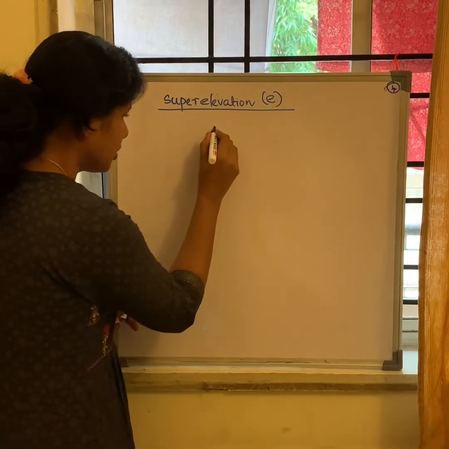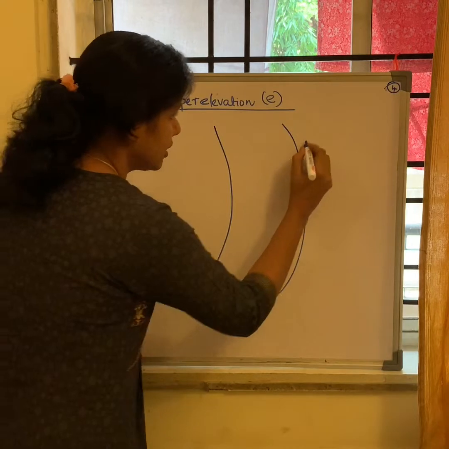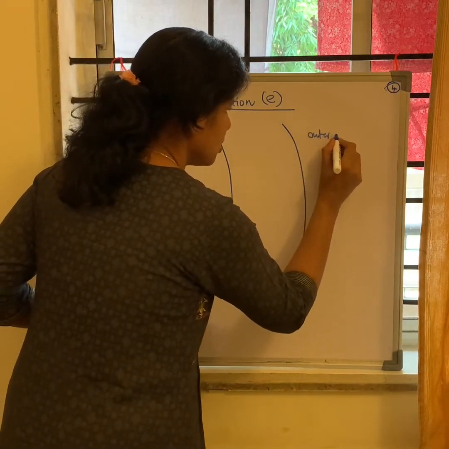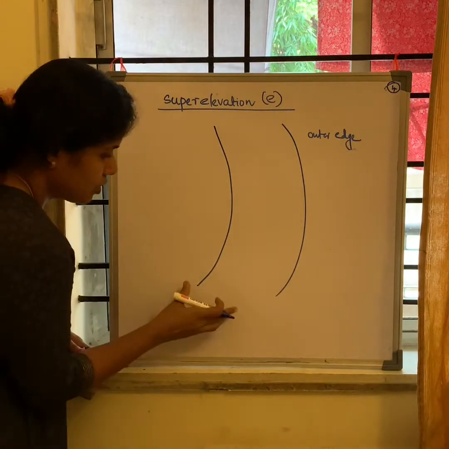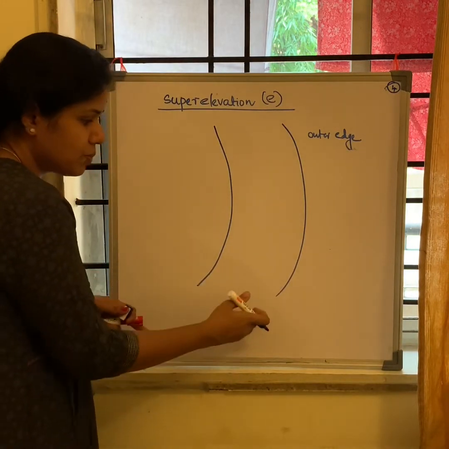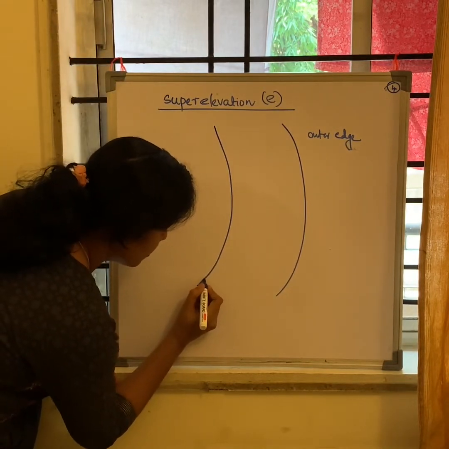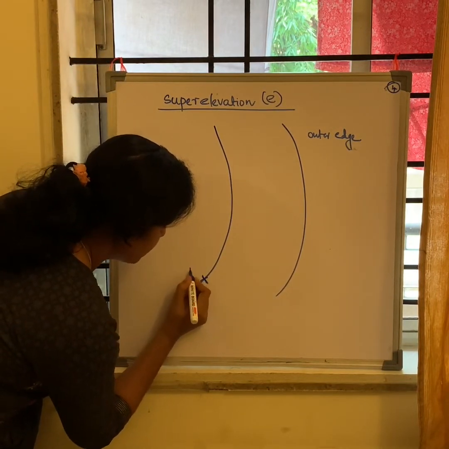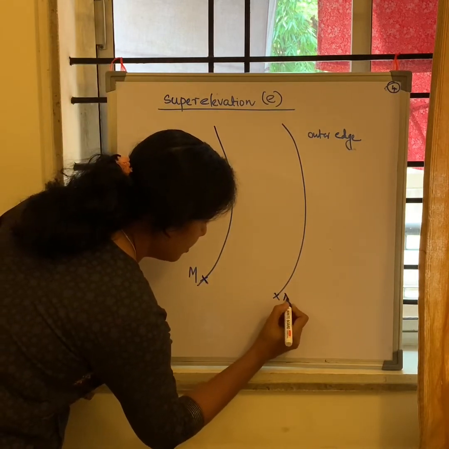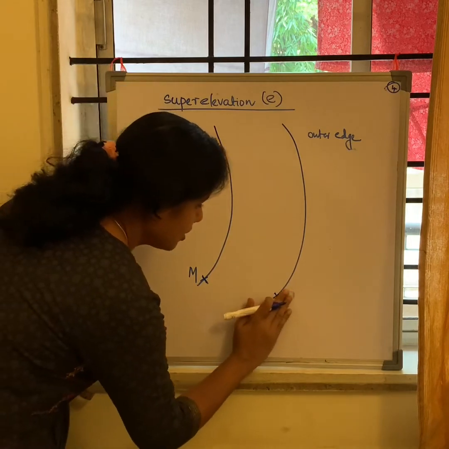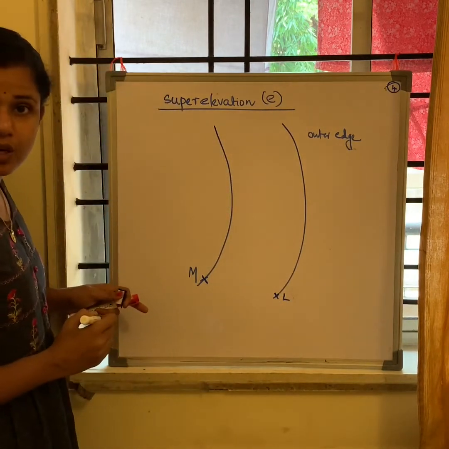So recall the concept: horizontal curve, inner edge, outer edge. Let me mark this outer edge for a better understanding. Here is your straight path, and a deviation comes, the transition curve starts. So I'm going to mark 2 points over here, M, which is on the inner edge, and a point L, which is on your outer edge.